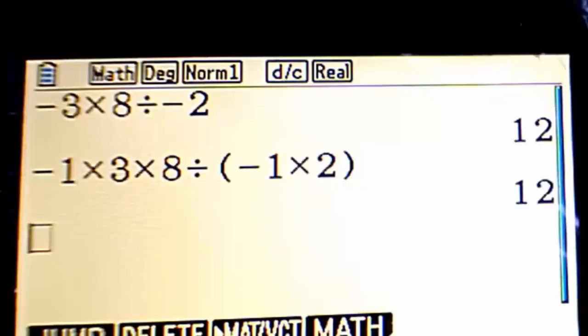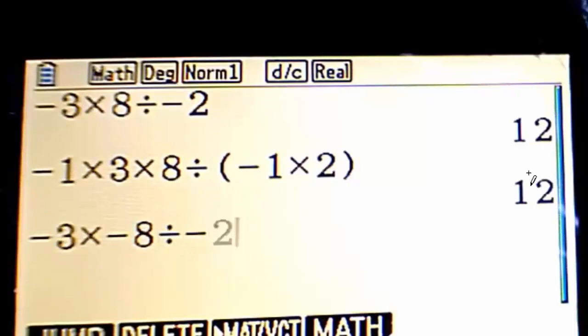Okay. Now if you count it, I've still only got two negatives. I've got a negative here, I've got a negative there. Two negatives make me a positive. Now let's just try what happens if I put a -3 times a -8 divided by a -2. What do you predict the answer will be?